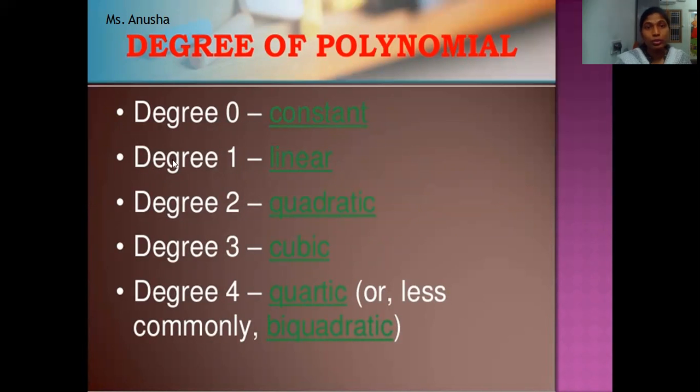And also you must know, whenever a polynomial has degree 0, we say it is a constant polynomial, okay? With degree 1, we say it is a linear polynomial. With degree 2, it's called a quadratic polynomial. With degree 3, we say it is a cubic polynomial. And with degree 4, we say it is biquadratic, or commonly biquadratic. Okay.